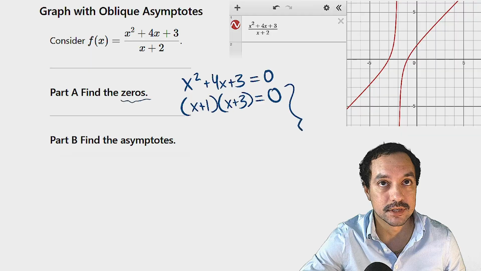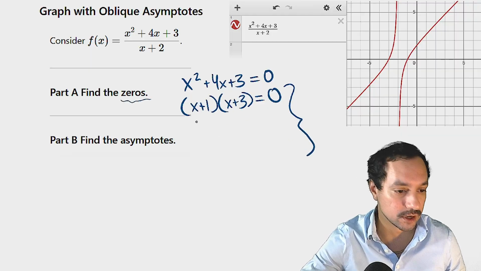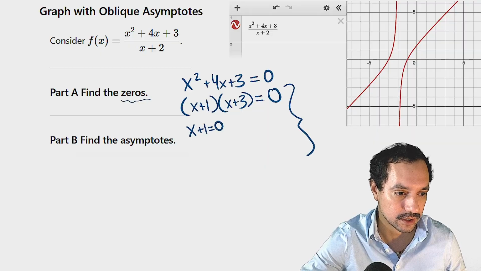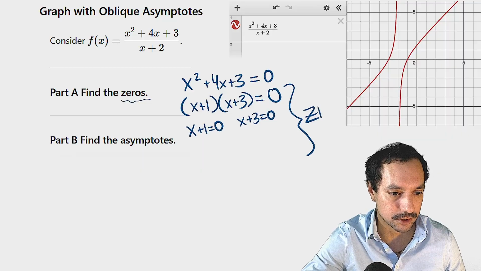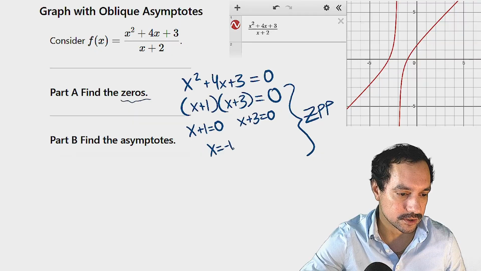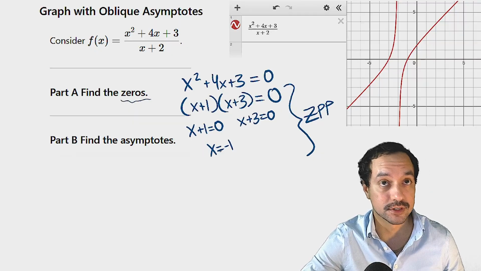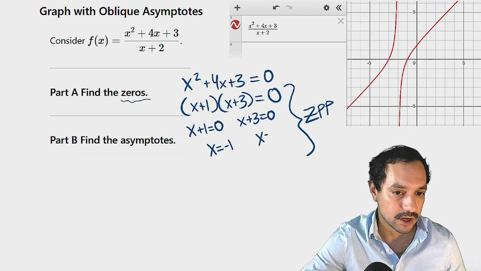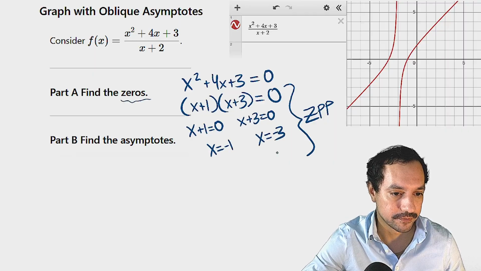If this seems kind of foreign to you, you can always review your quadratic skills, because that's what we're doing right now. We're just solving this quadratic to see where it would be 0. So I set up ZPP, zero product property. So I get x equals -1. That's going to be my first 0 that I found. And I'm also going to get x equals -3.